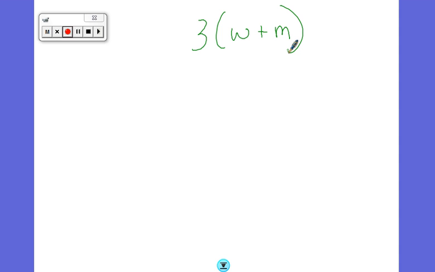I don't care what the letters stand for. When we use this distributive property, another word that you'll see come up is to expand. Basically what we're going to do is distribute the number on the outside of the parentheses to whatever's inside the parentheses. So we're going to distribute the 3 to the W and to the M to get 3W plus 3M. That should not be too hard.